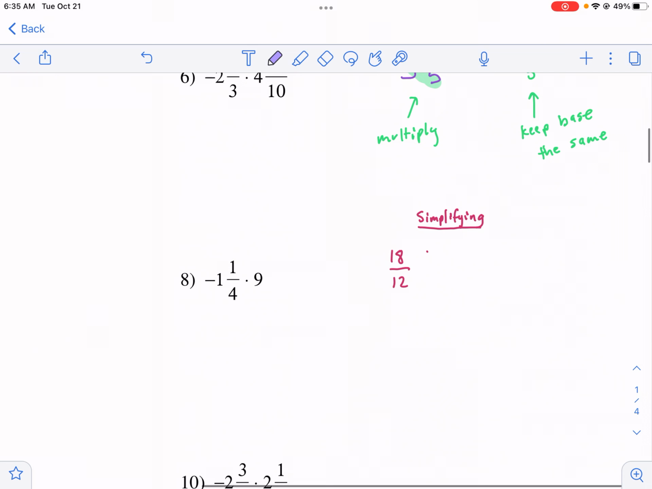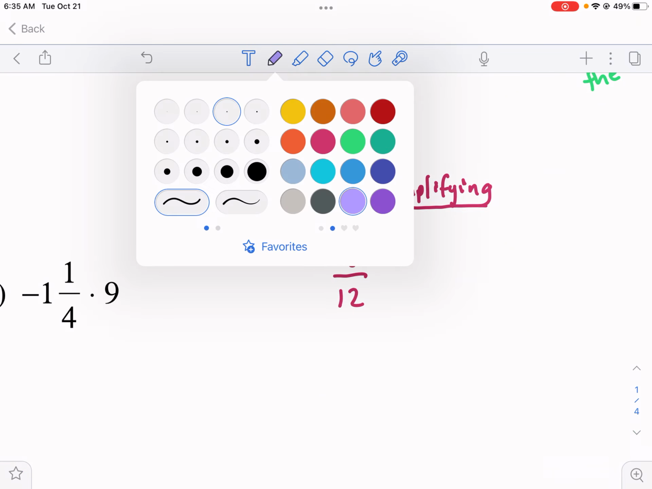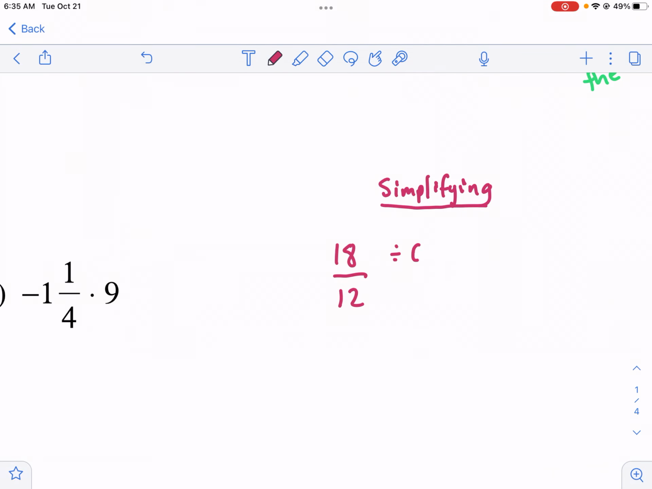So that's the rule for simplifying. If we have a fraction and there's a common factor between the top and bottom number, we need to divide by the GCF, the greatest common factor, and that will give us the most reduced form. The greatest common factor in this case is 6. So we're going to divide the top and bottom by 6, and we get our most simplified form. In this case, it would be 3 over 2.